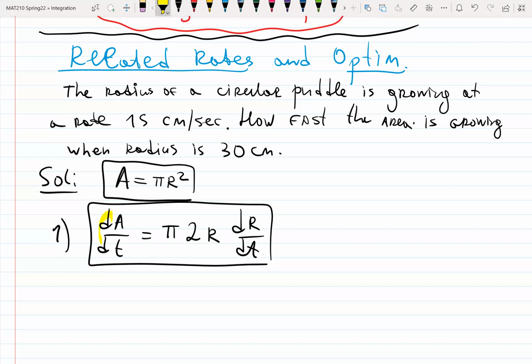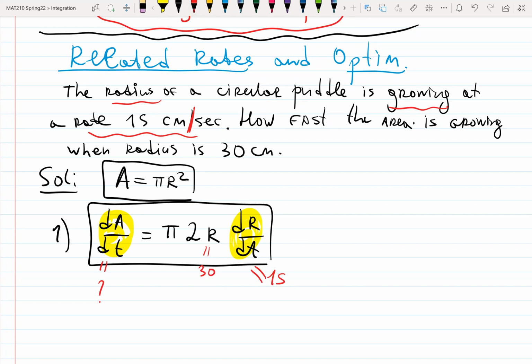Two related rates show up here. One is given, one is not. And you just need to figure out from reading which one is given. The radius is growing at the rate of 15 centimeters per second, so this one is given as 15. Find how fast the area is growing when the radius is 30. Boom. Just plug it in.